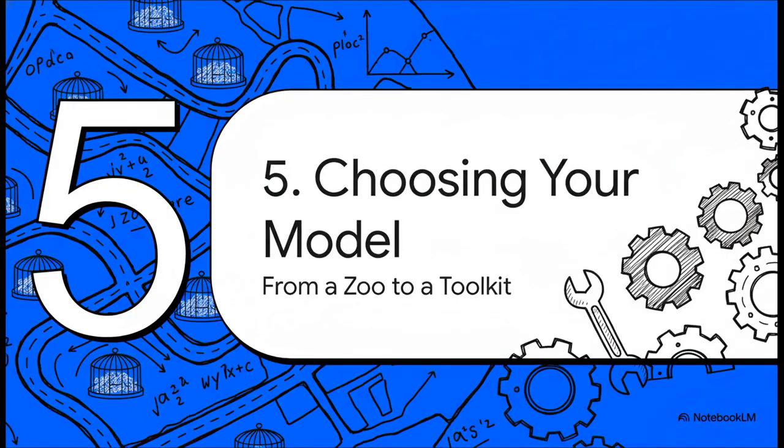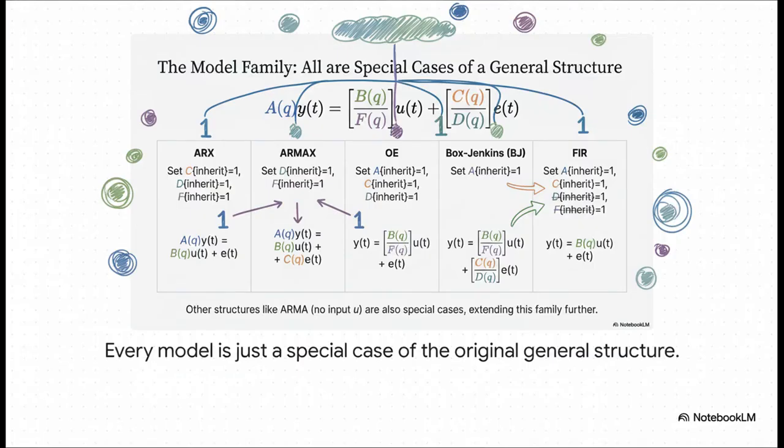Phew! We've explored all the different paths and side roads on our map. So now, let's zoom out and see how this whole model zoo, as some people call it, actually fits together into a really elegant toolkit. And here it is, the big reveal. Just look at this diagram. You can see how by taking that big general model and just setting different parts to one, you get every other model. It shows you the whole family tree.